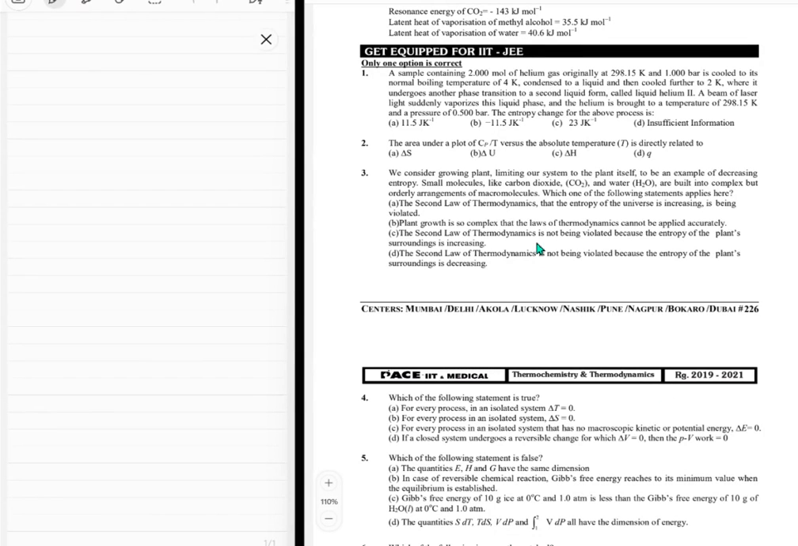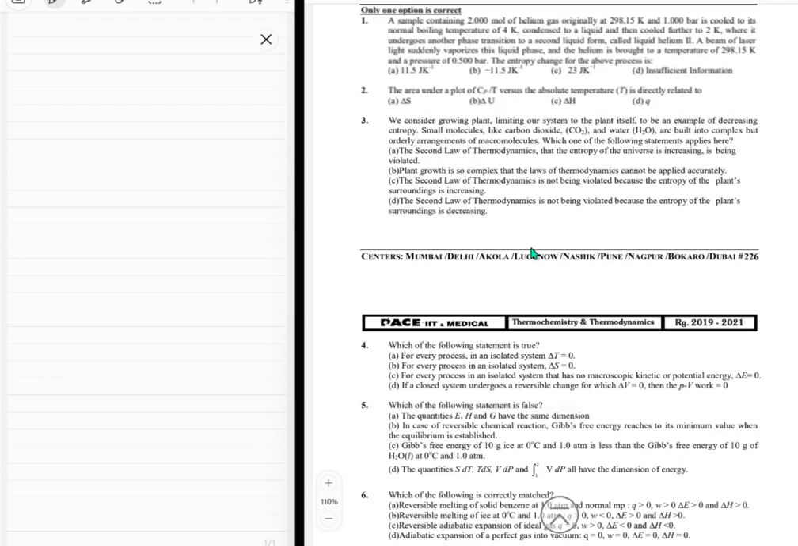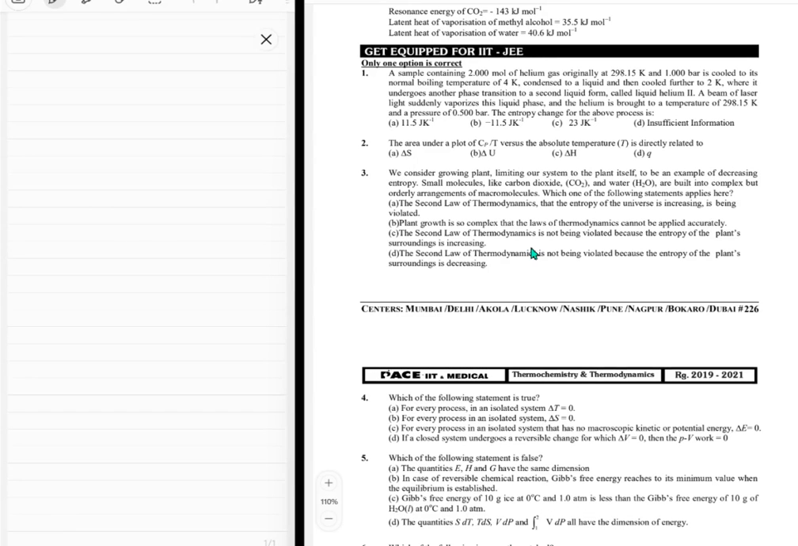Okay. So this is thermodynamics. Let's go. Question number one. A sample containing 2 mole of helium gas originally at some temperature at some pressure is cooled to its normal boiling point at 4 Kelvin, condensed to a liquid, and then cooled further to 2 Kelvin.